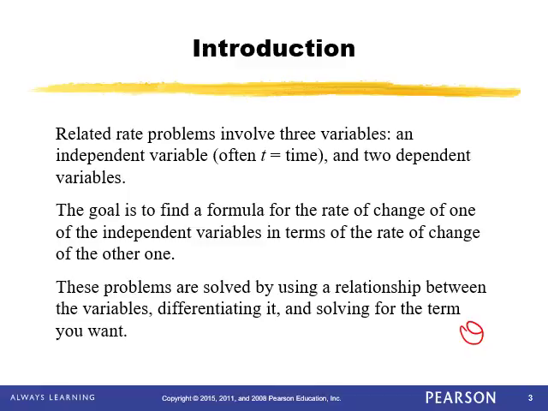So for these types of problems, they typically involve three variables: an independent variable, and two dependent variables. The goal is to find a formula, and finding a formula is a big deal, for the rate of change of one of the variables in terms of the rate of change of the other one. These problems are solved by using a relationship between the variables, differentiating it or finding the derivative, and solving for the term you want.